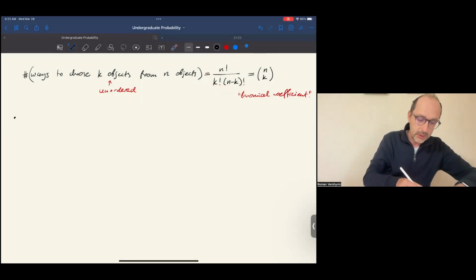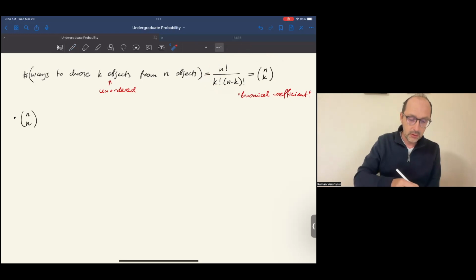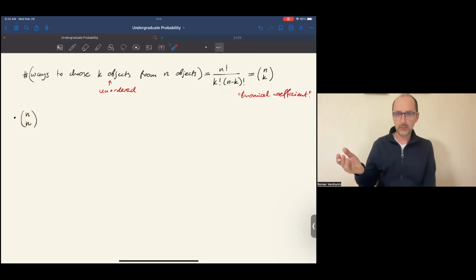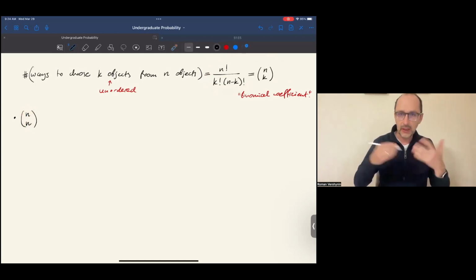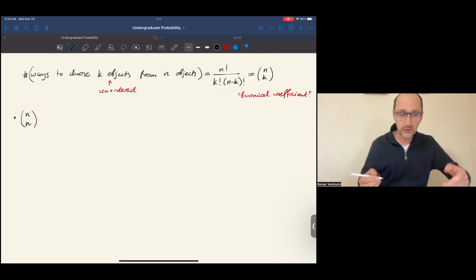What do you think should be n choose n? In other words, if we let k be n, what do you think it should be? Without any computing, how many ways are there to invite n friends from a list of n friends? Well, you're just inviting all of them. So how many ways can I invite all the friends? How many possible lists do I have? Just one. Just one way.